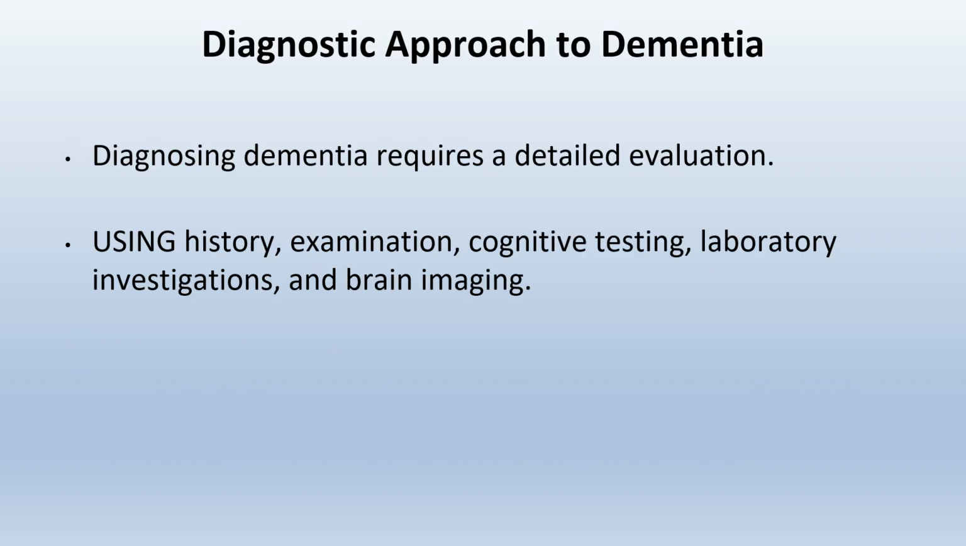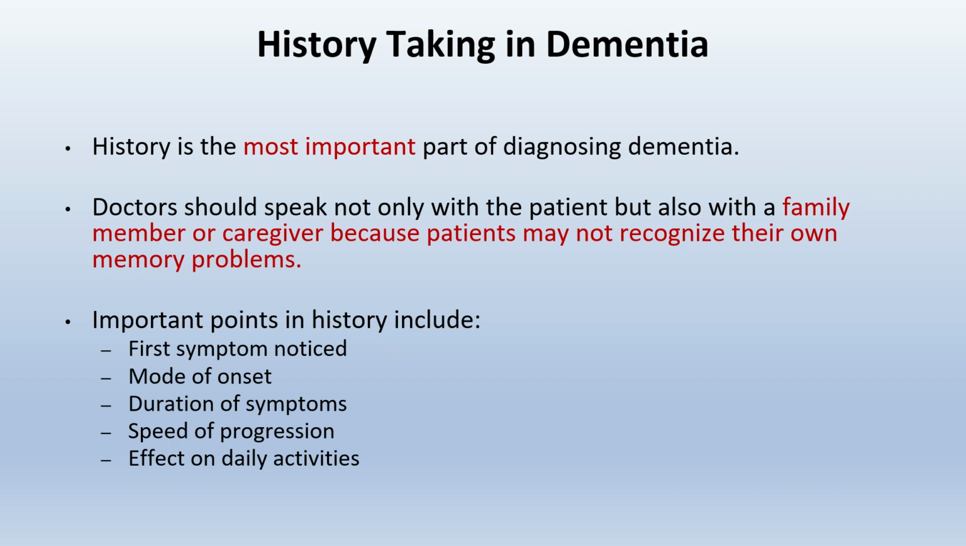Diagnostic approach to dementia. Diagnosing dementia requires a detailed evaluation using history, examination, cognitive testing, lab investigations, and brain imaging. History taking in dementia. History is the most important part of diagnosing dementia. Doctor should speak not only with the patient but also with the family members or caregivers because patients may not recognize their own memory problems.